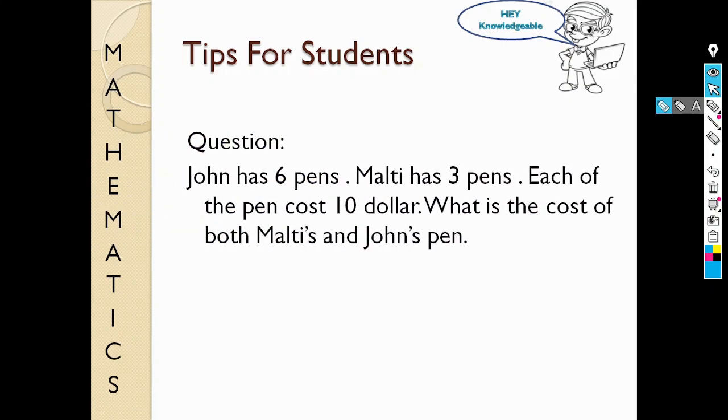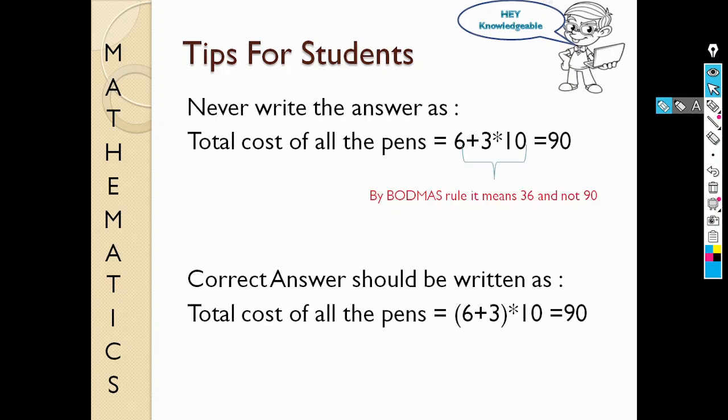So one tip I want to give to students: suppose this is the question. John has 6 pens, Malti has 3 pens. Each pen costs $10. What is the cost of both Malti's and John's pens? This is a very simple question. First you find how many pens they have, that is 6 plus 3, 9, and then multiply by the cost, that is 10. So the total is $90.